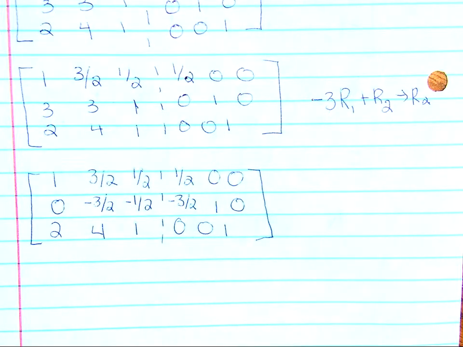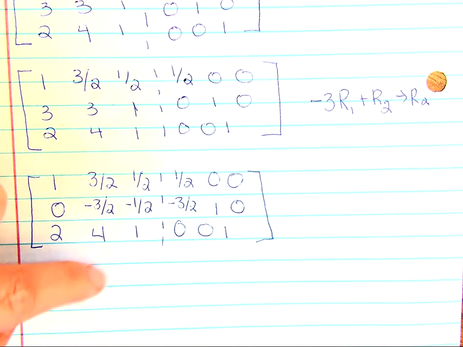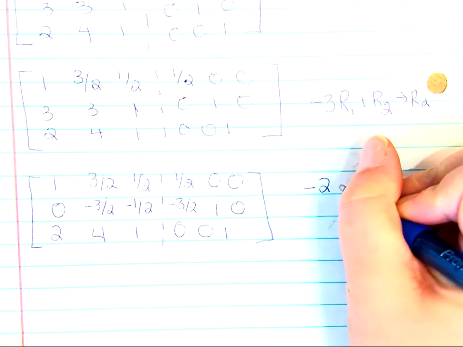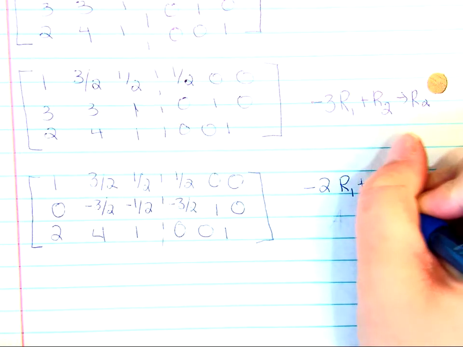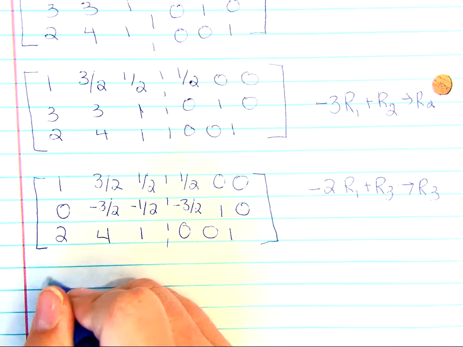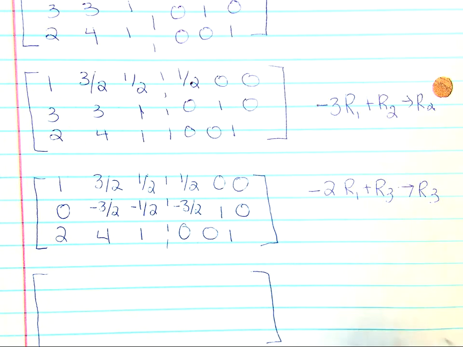Okay, now I'm going to get a 0 here. Then I can go back and work on my next column. So I'm going to do -2 row 1 plus row 3, and make that my new row 3. So I'm going to go down here. I'm going to recopy my 2 rows that aren't changing.